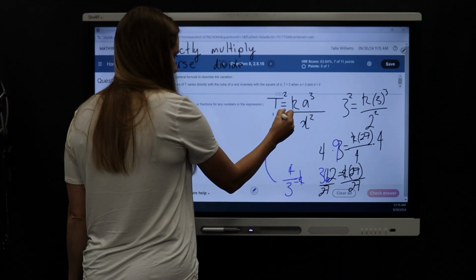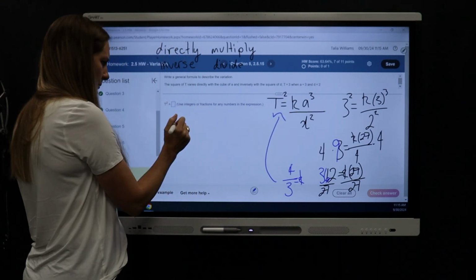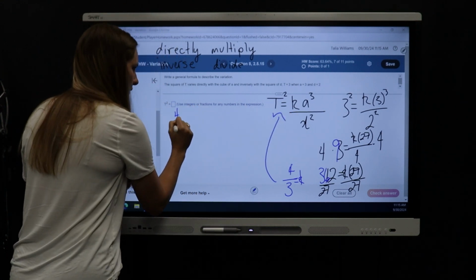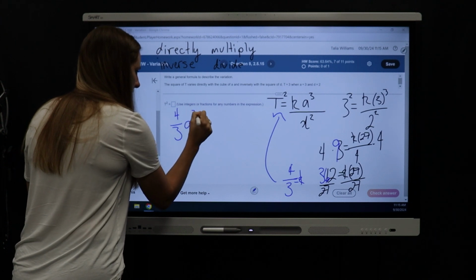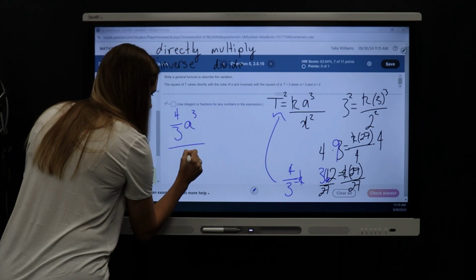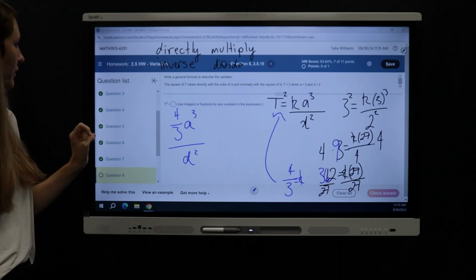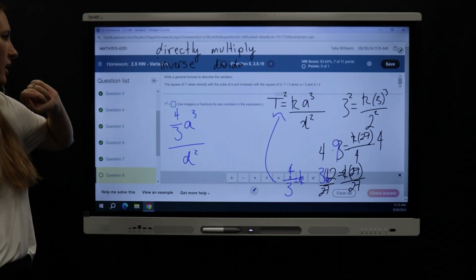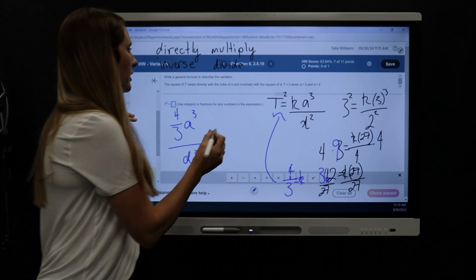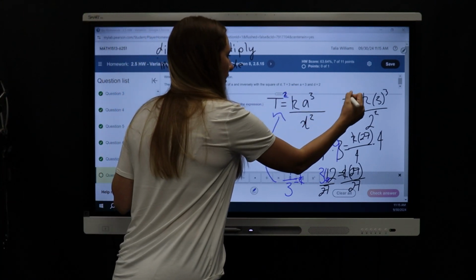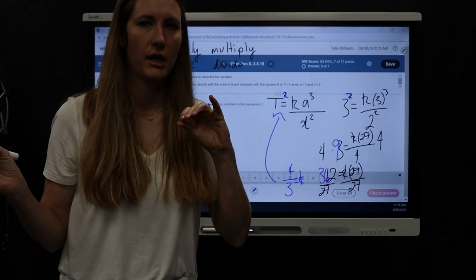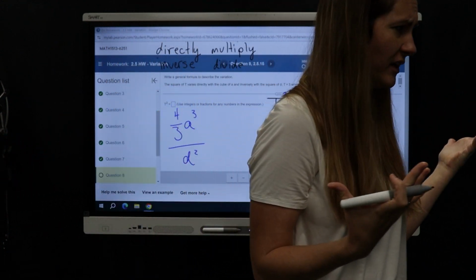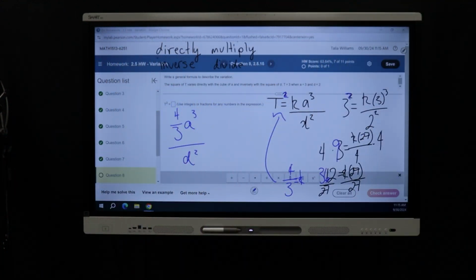So that's what's going to go in here. And then I'm going to have 4/3 A cubed over D squared. So the big thing on 8 is that it's T squared, not just T. All of our ones before haven't had anything with what we're variating with. Is that a word? But there you have it.